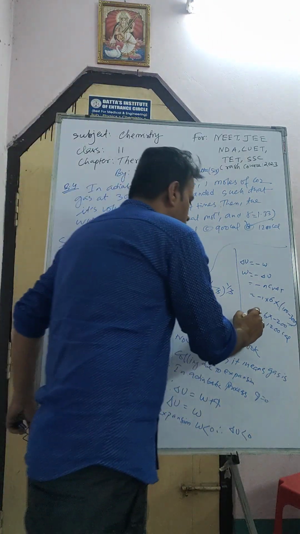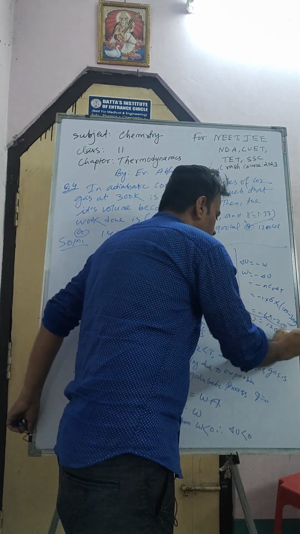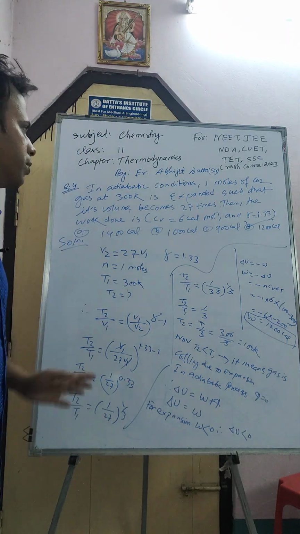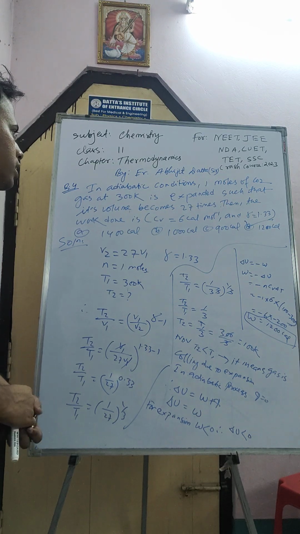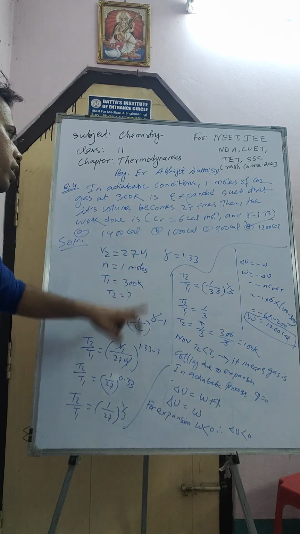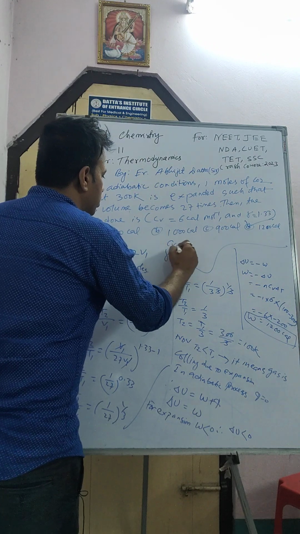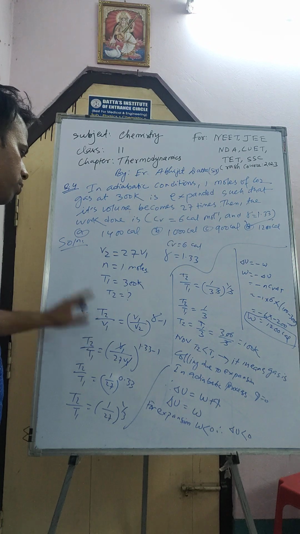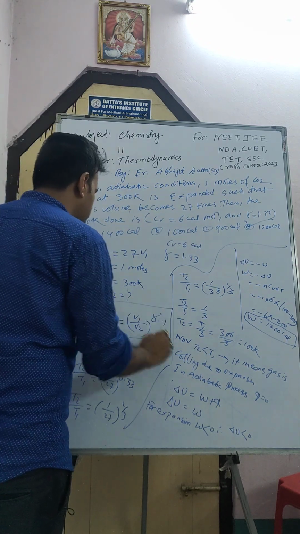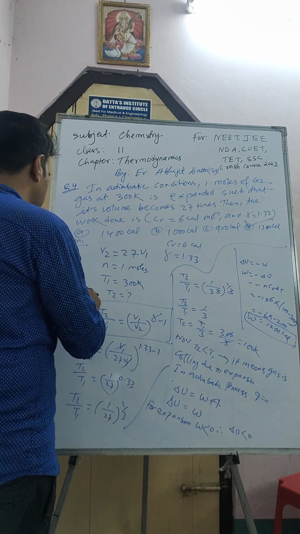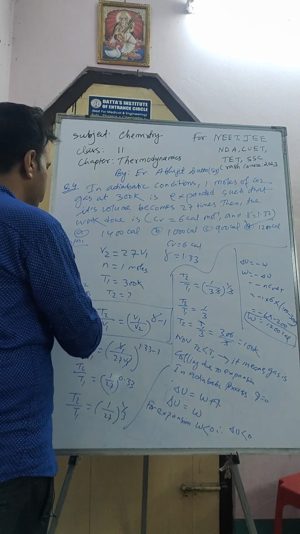So work done is what? This one. Got my point? So let me explain again. In an adiabatic condition, 1 mole of CO2 gas at 300 K is expanded such that its volume becomes 27 times, that is V2 is 27 of V1, gamma is 1.33, and Cv is 6 calorie, for 1 mole. T1 is 300 K, T2 we have to find out. So from the adiabatic relation, there are 3 relations, and this one is one of them.